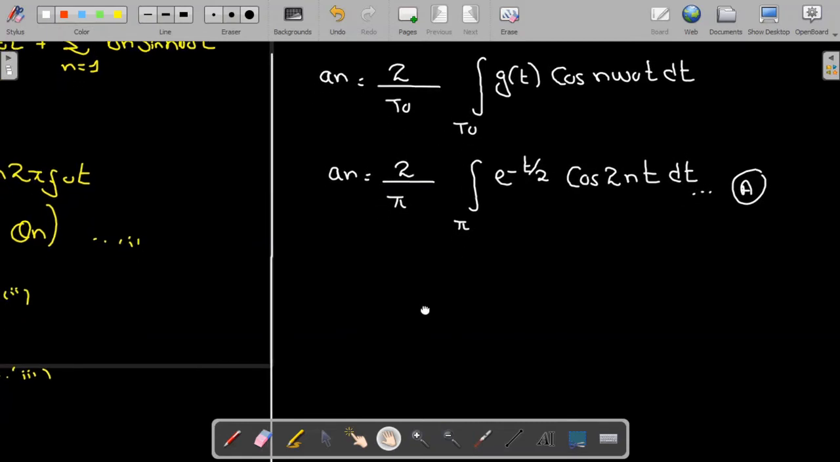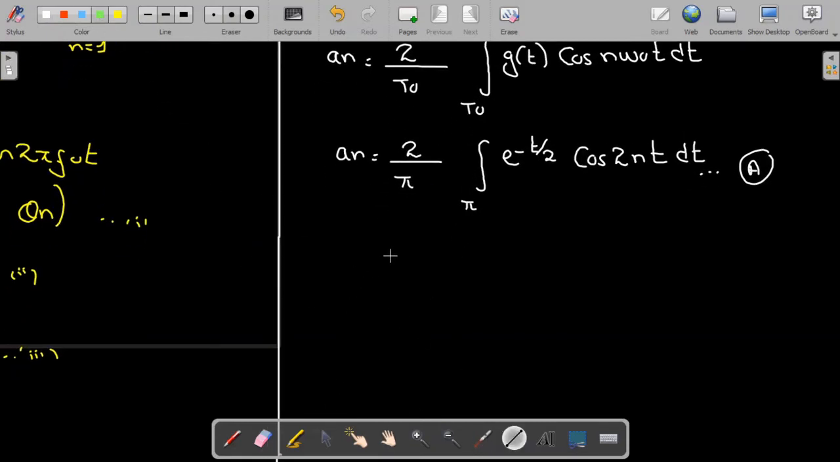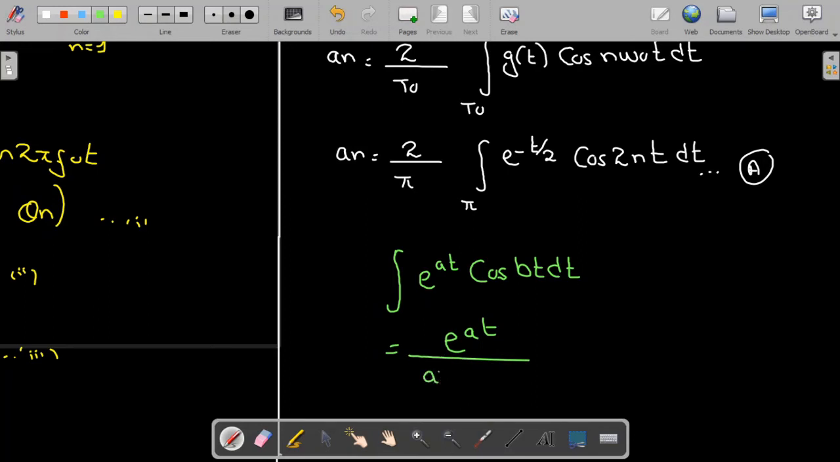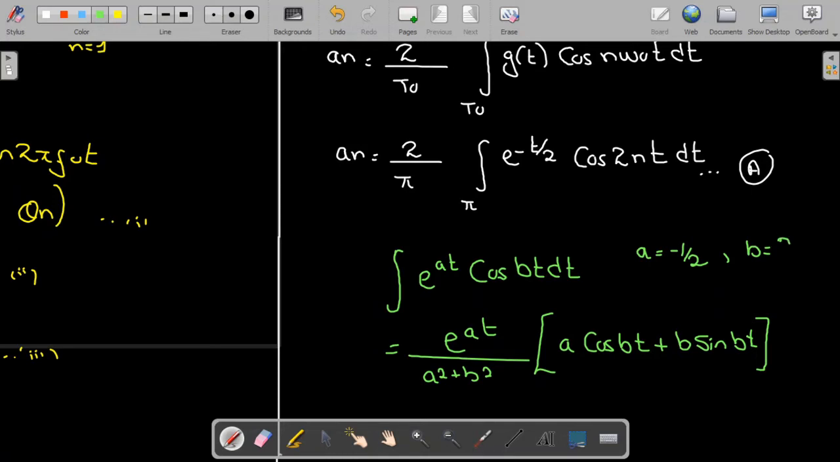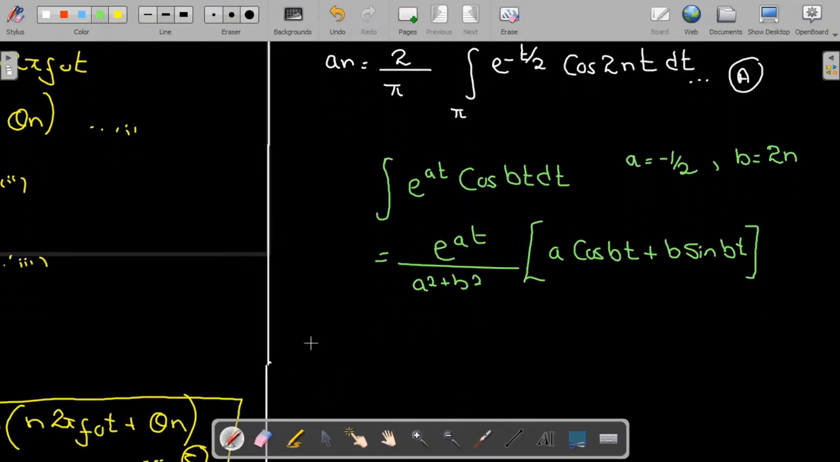Now we are going to use one formula. If you remember from your FSCs, the integration of e power at cos bt dt is equal to e power at divided by a square plus b square, into a cos bt plus b sine bt. So we are going to use this formula over here. In this case we have a equal to minus 1 by 2, and b equal to 2n. Fine. So this is our e power at cos bt dt, and it can be found using this equation.